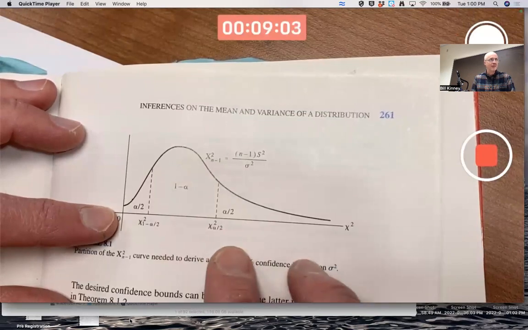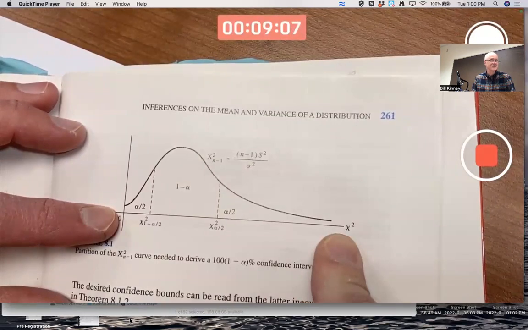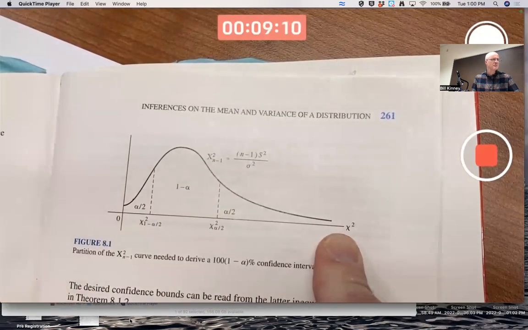We did problems like that back in chapter 4, where the subscript is the area to the right. It was on exam 2. First problem on exam 2, I think. You did that kind of problem.